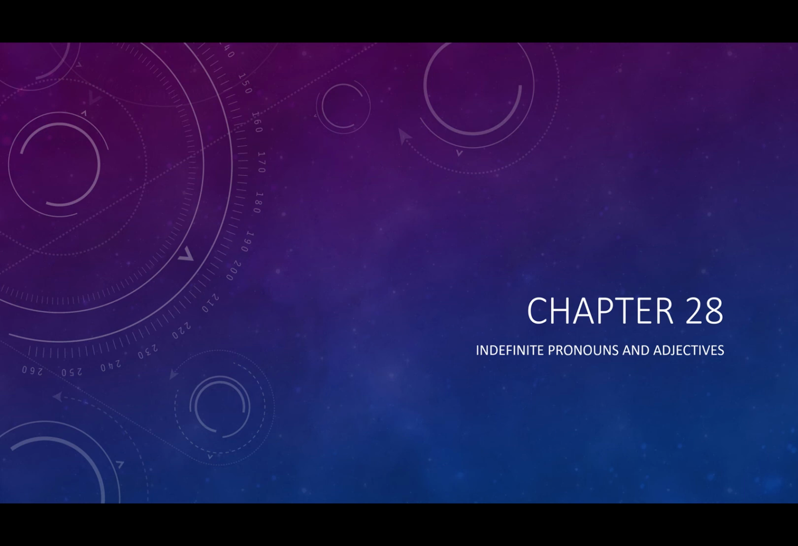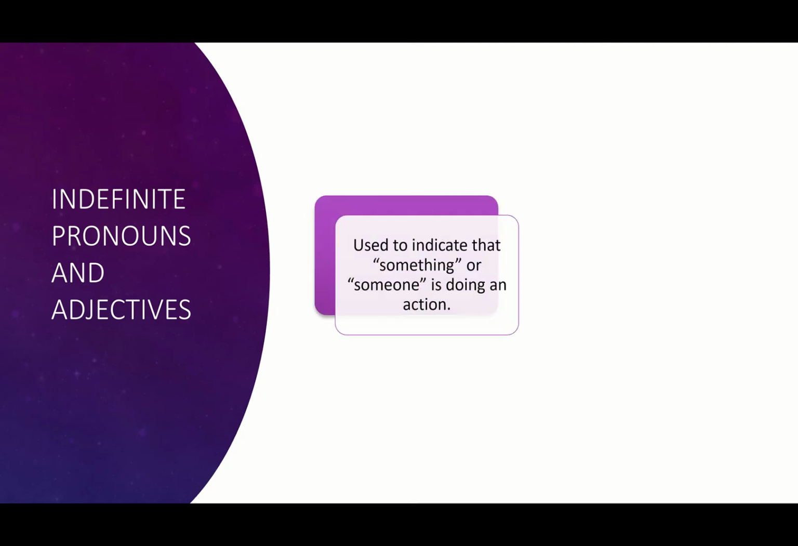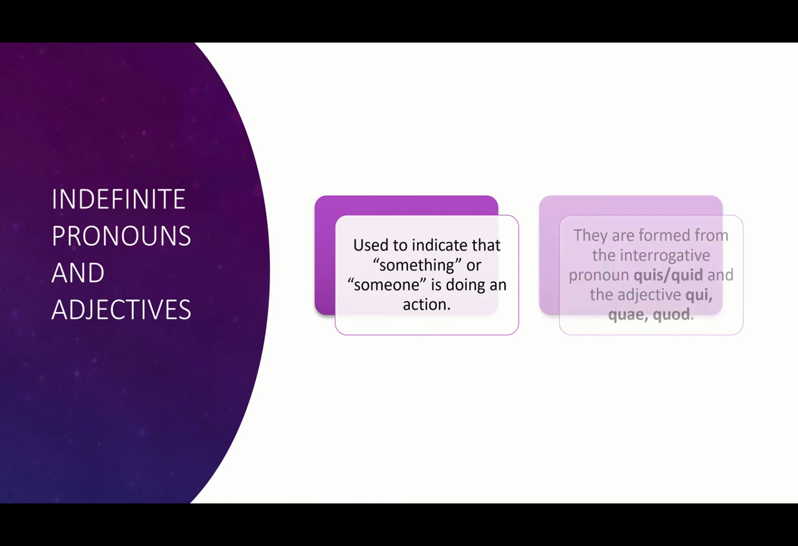So let's look, what are indefinite pronouns and adjectives? First, they're used to indicate that something or someone is doing an action, some vague idea. For instance, if someone does all of their homework, they'll do well in their classes, right? They're formed from the interrogative pronoun quis or quid and the interrogative adjective qui, quae, quod, right? So that's what I was talking about when I said chapter 26 forms. Those words are used again and again in this chapter.